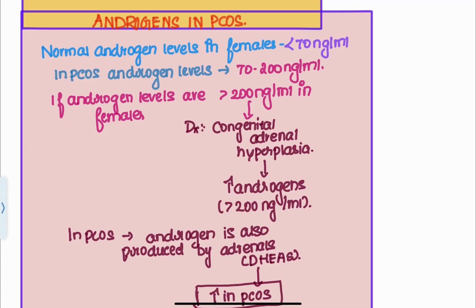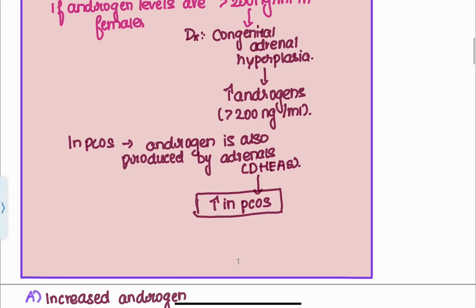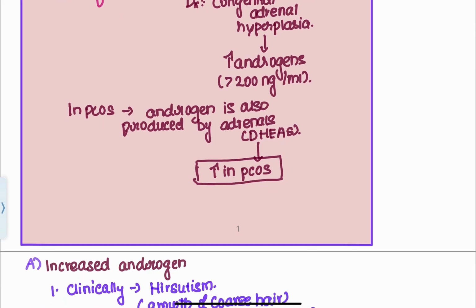So in a patient who is complaining of amenorrhea, if you check the levels of androgens and it is more than 200 nanogram per ml, PCOS can be ruled out in that patient. You can easily rule out PCOS, because we know that in patients of PCOS, the level of androgen is only between 70 to 200. If it is more than 200, then the probable cause could be congenital adrenal hyperplasia. Is that clear? Okay.